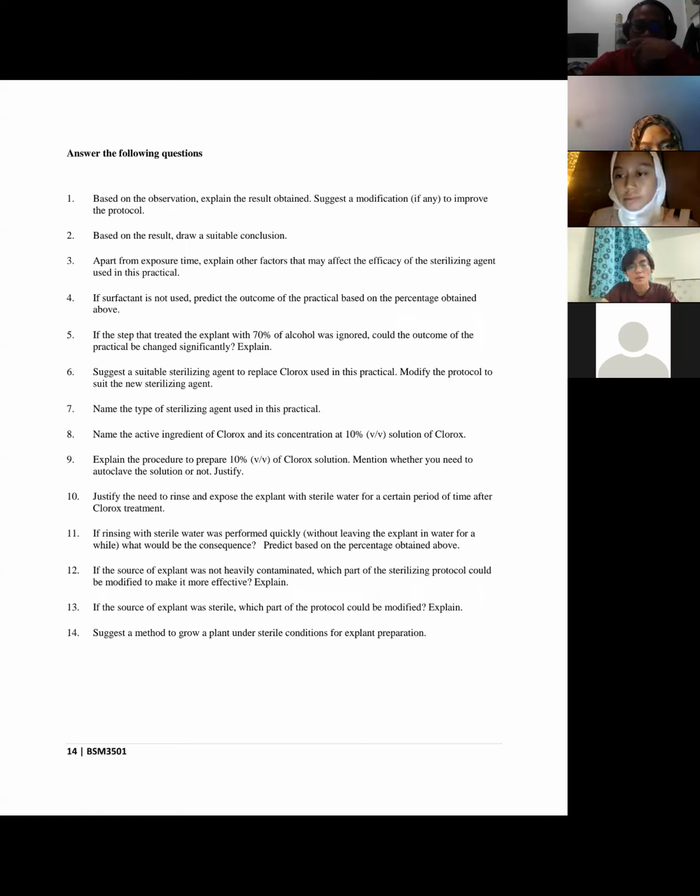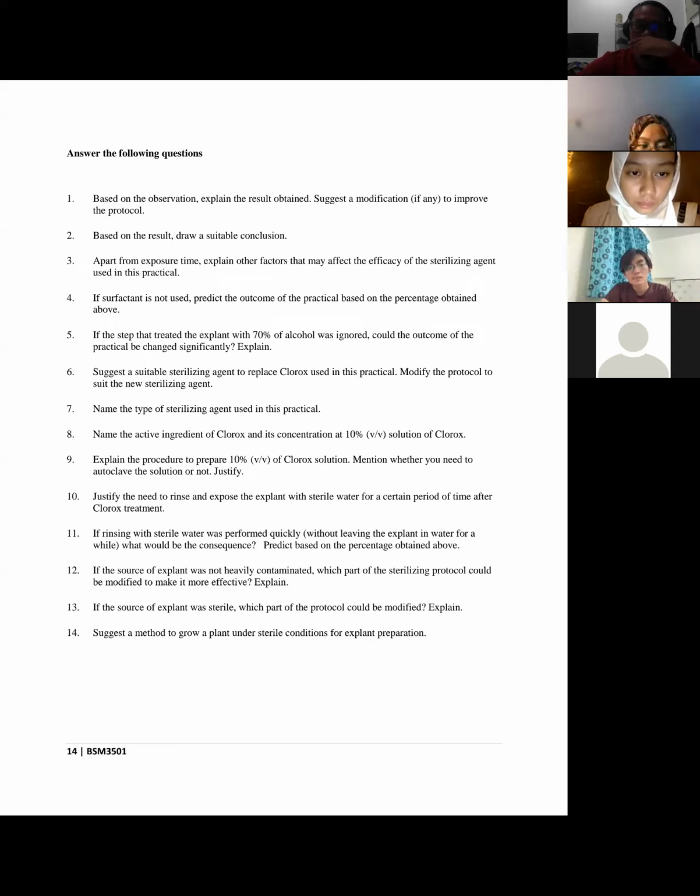The modification I suggest is that at the cleaning step of the procedure, we include soap when rinsing the leaves so that any wax or organic chemicals on the leaves will be removed and will not interrupt the action of the sterilizing agent. Number two, based on the result, draw a suitable conclusion.